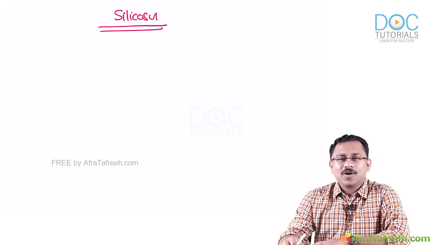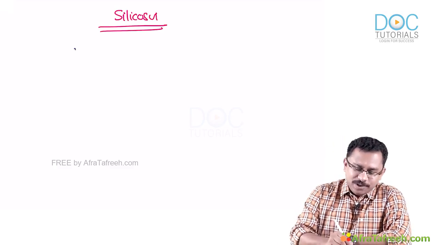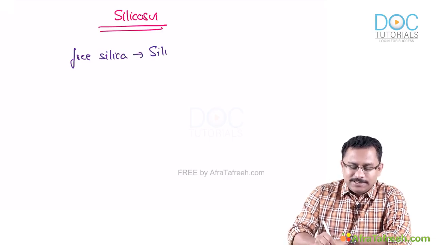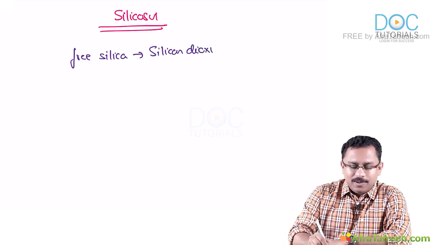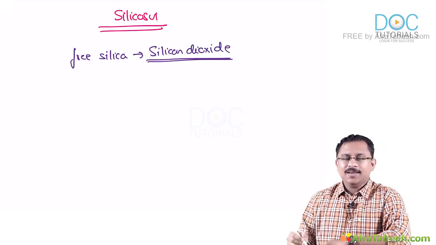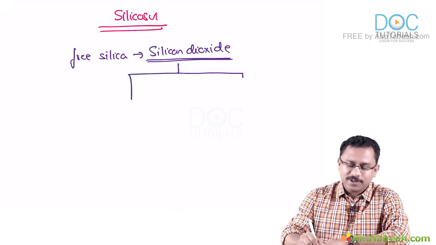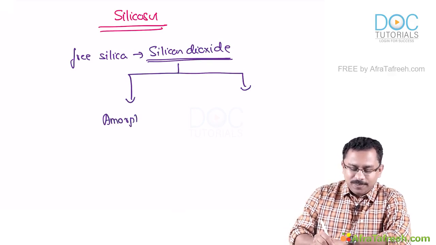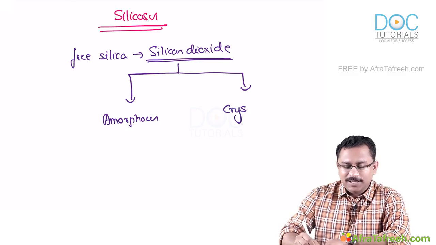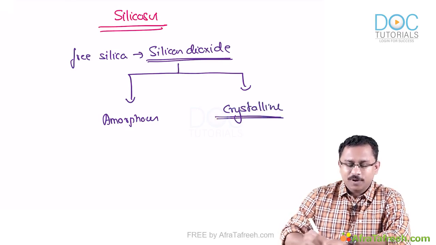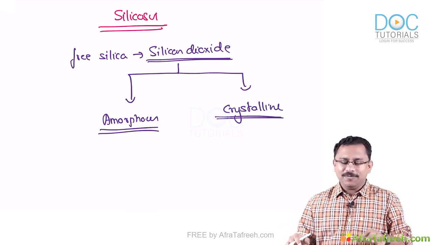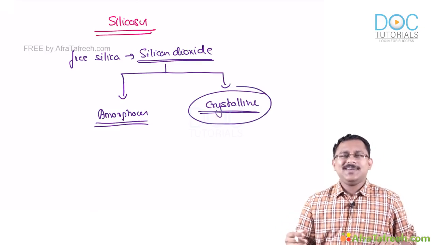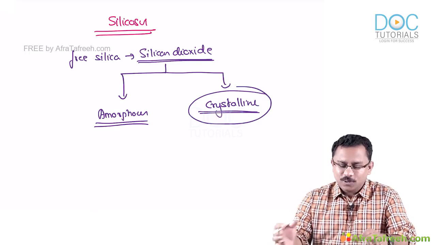Silicosis occurs because of exposure to free silica, which is silicon dioxide. Silicon dioxide has two forms: one is the amorphous form, and the other is a crystalline form. And this crystalline form is the one which is likely to produce more manifestations of silicosis.